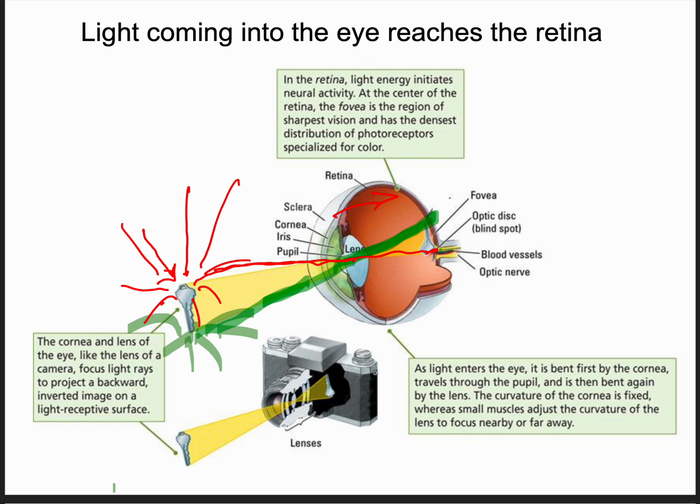The cornea and lens of the eye, like the lens of a camera, focus light rays to project a backward, inverted image on a light receptive surface. Lenses.